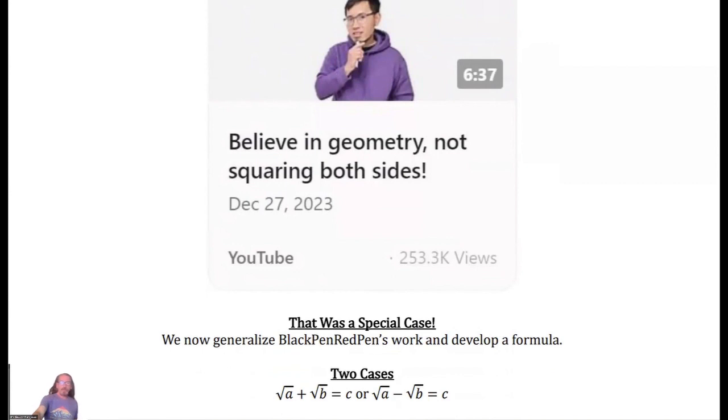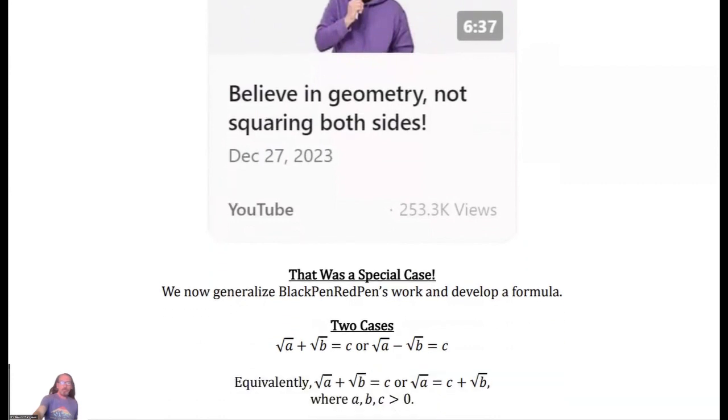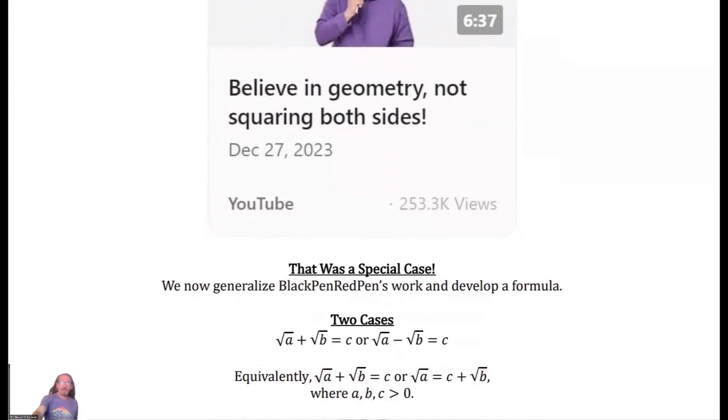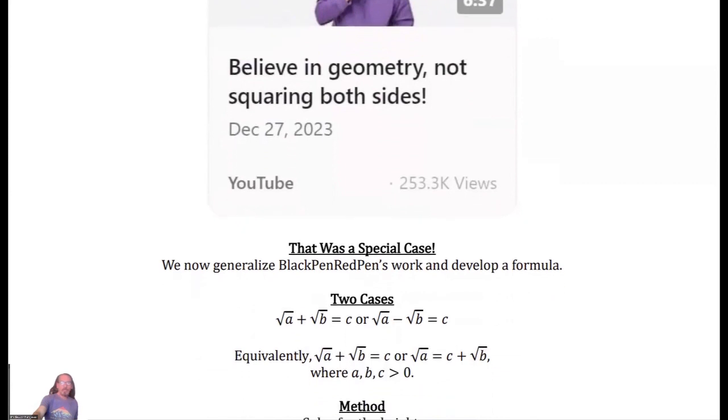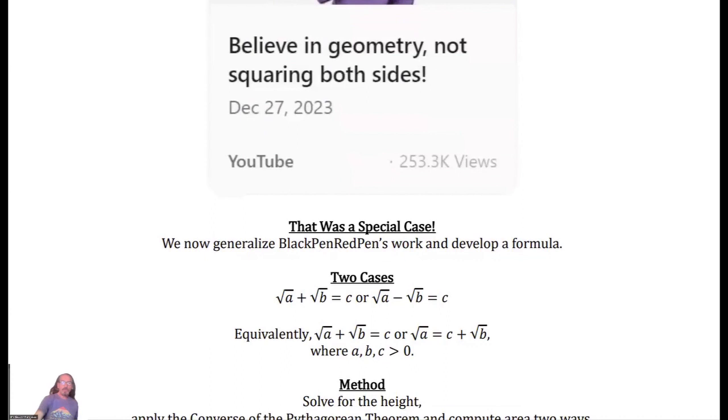I actually posted a few days back an algebraic approach to this. Now I'm going to show a geometric approach. In the second case, rewriting so that I can have addition again. And here we are assuming that a, b, and c are all greater than 0 because we're talking about geometry.